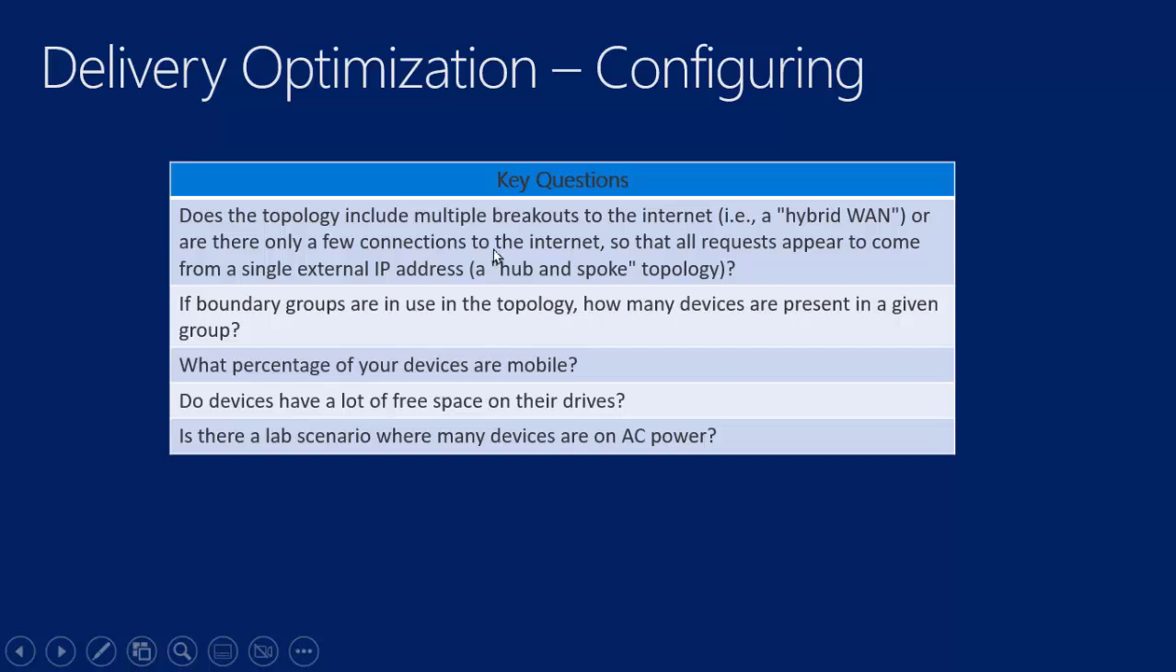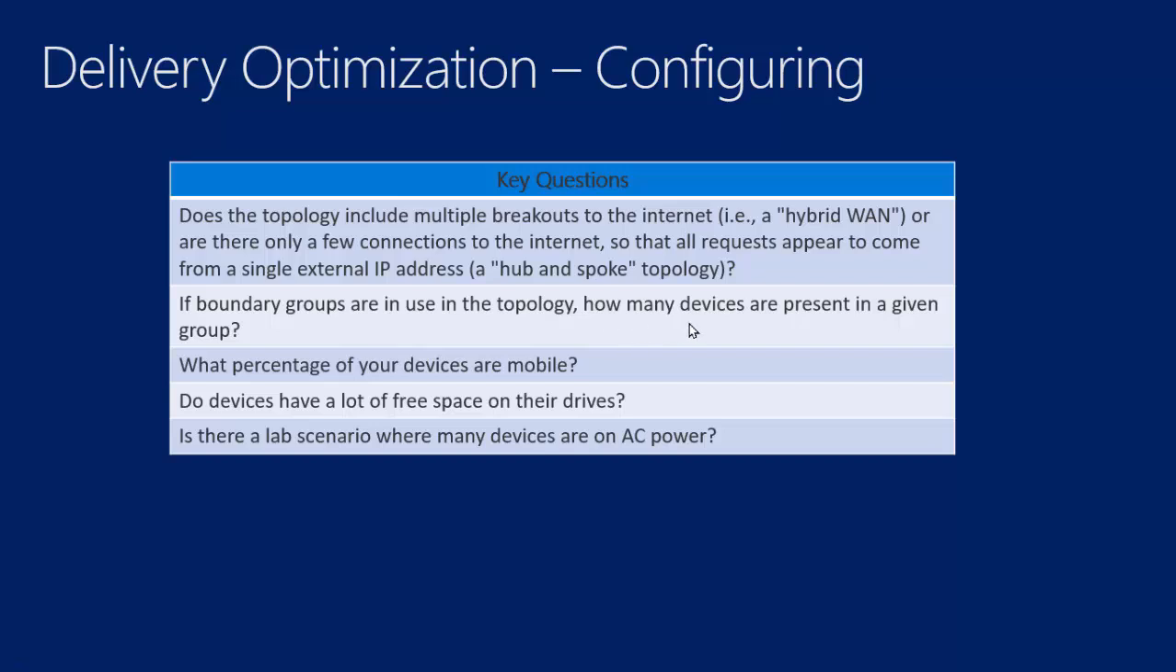Some key questions as you're thinking about configuring delivery optimization: understanding what your scenarios are so that we can figure out how best to support those scenarios. Does your topology include multiple ways to get to the internet, or is it all going through one thing? That will help you decide on things like download mode, how you want to configure that. Is everything behind one NAT, or do you need to figure out another way like using group ID or something like that? Are you using boundary groups in your topology with ConfigMgr?